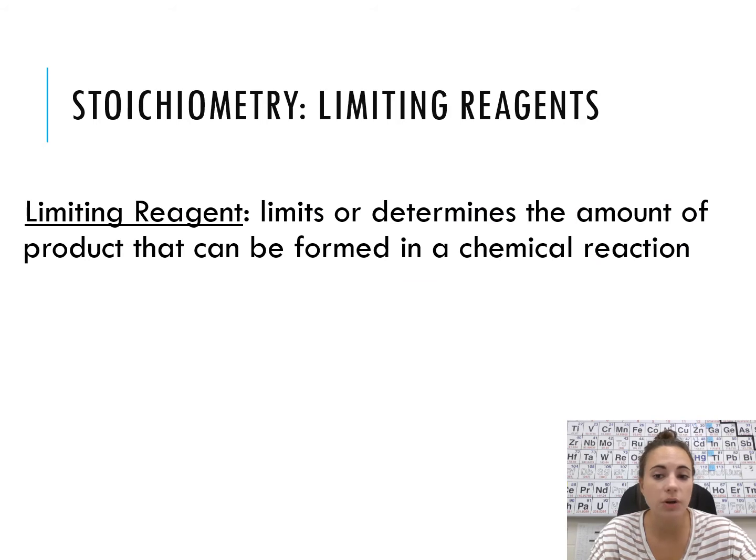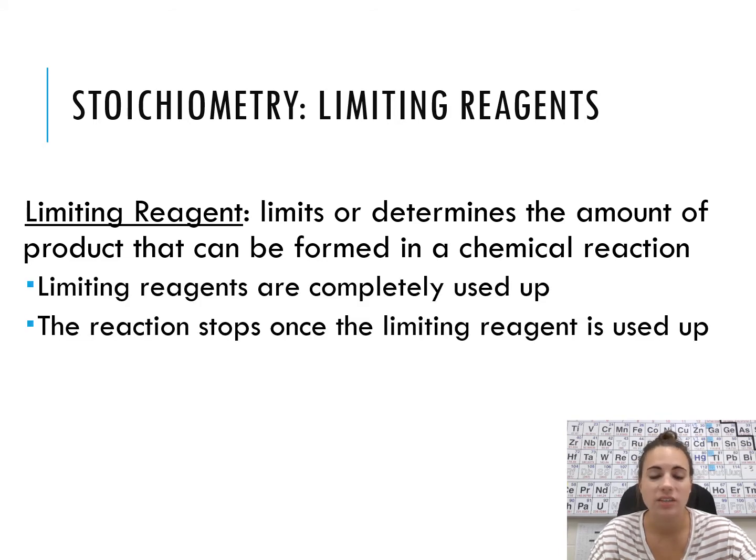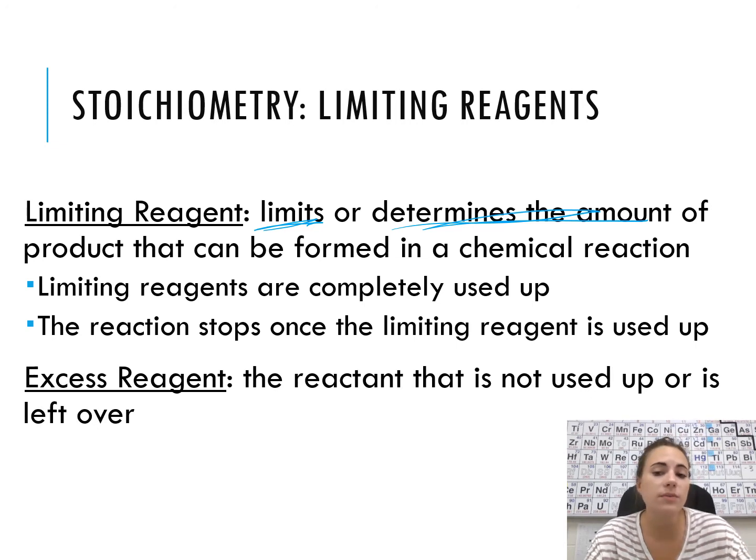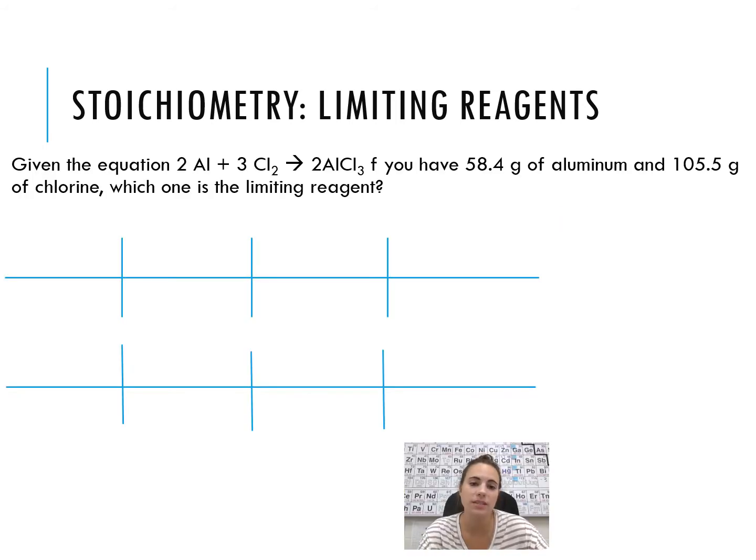Chemical reactions work the exact same way. There is always going to be one reactant, or most of the time there's going to be one reactant, that's going to run out. And so that reaction is going to stop when that reactant or that reagent runs out. So the limiting reagent actually limits or determines the amount of product that can be made. So then if one of them is limiting, we can call the other one the excess reagent. And so that's the one that's not used up or is left over.